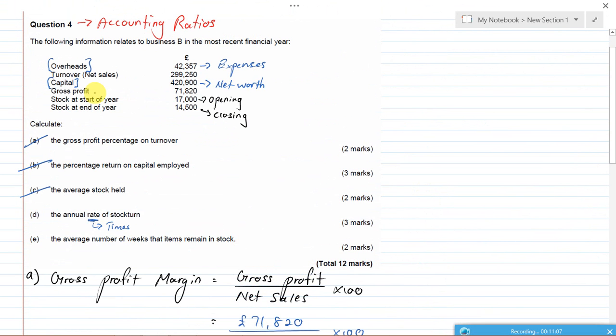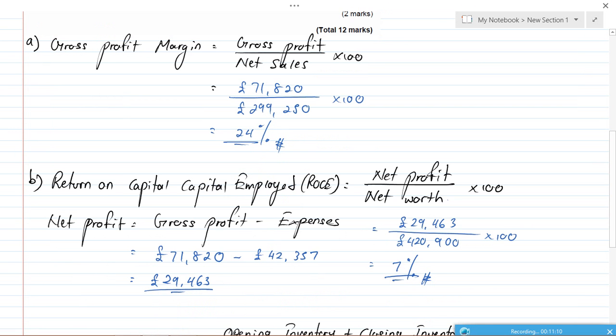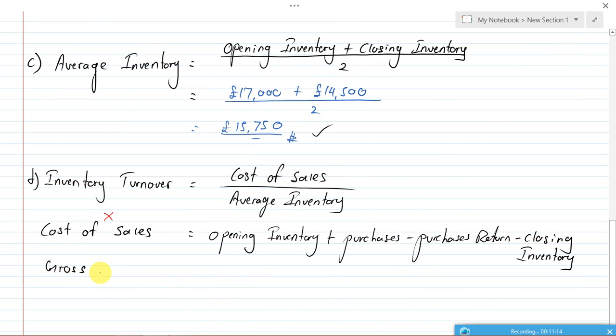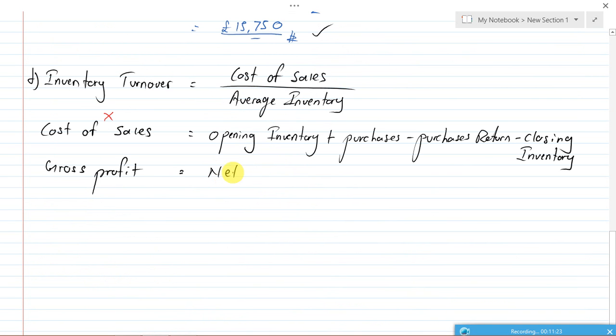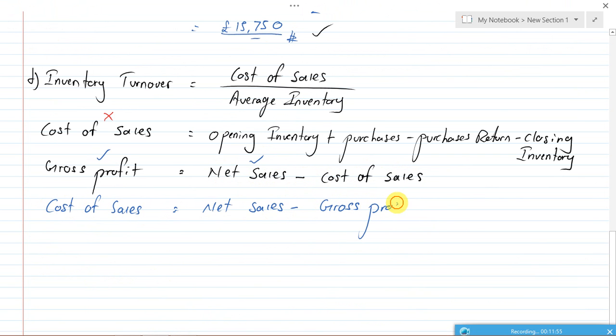How? They give you gross profit. Yes. How do you find gross profit? Net sales minus your cost of sales, you will get gross profit. Therefore, you have both information, am I right? Therefore, cost of sales is equivalent to net sales minus your gross profit. You reverse back the calculation. Then you will get your cost of sales answer.